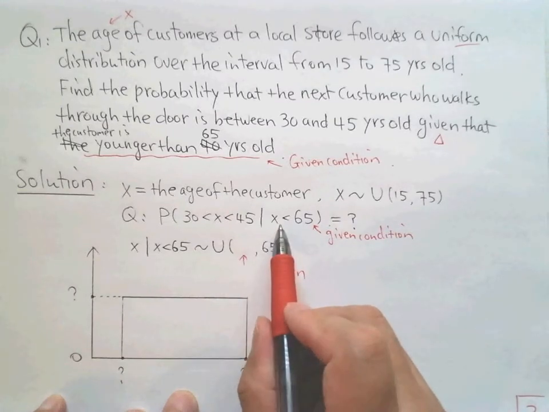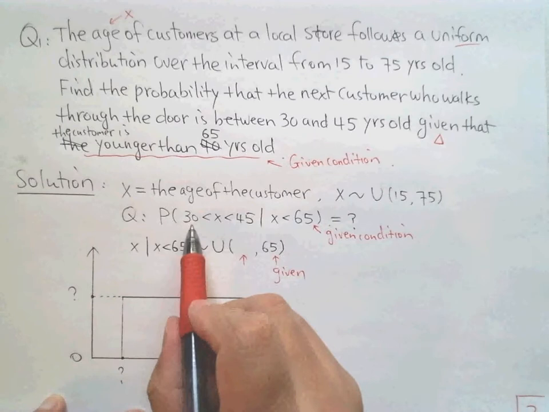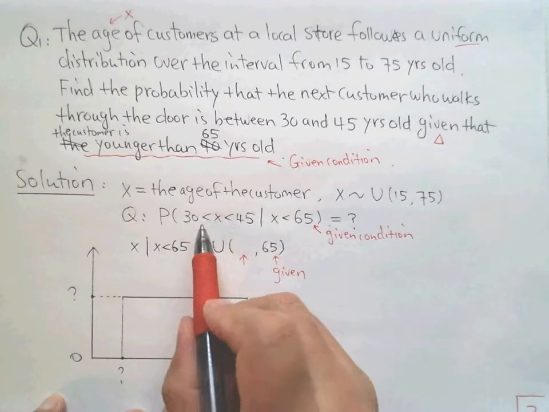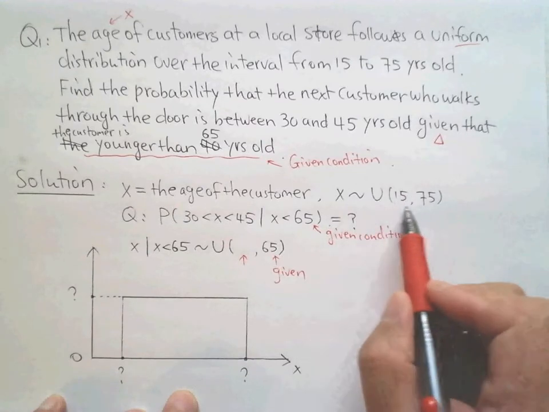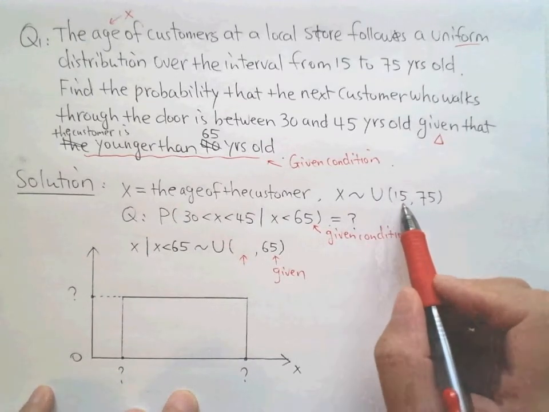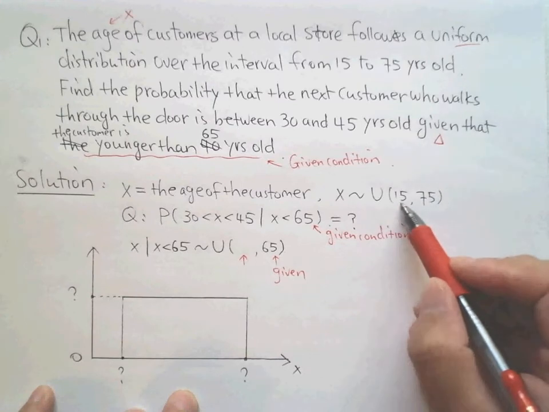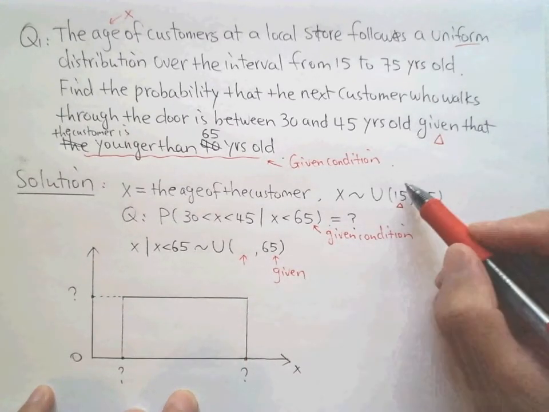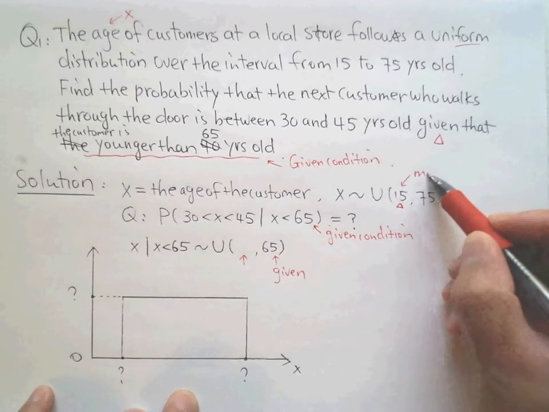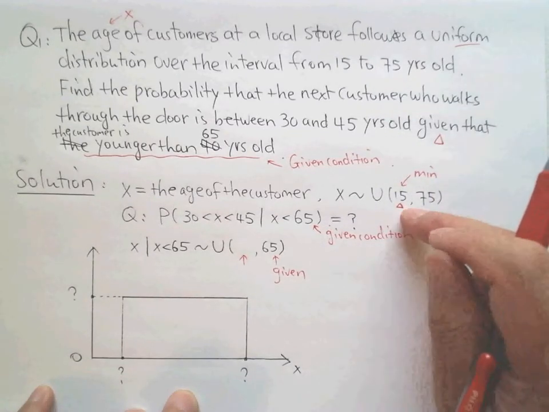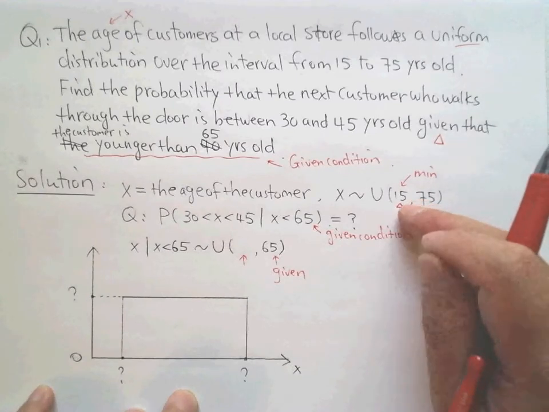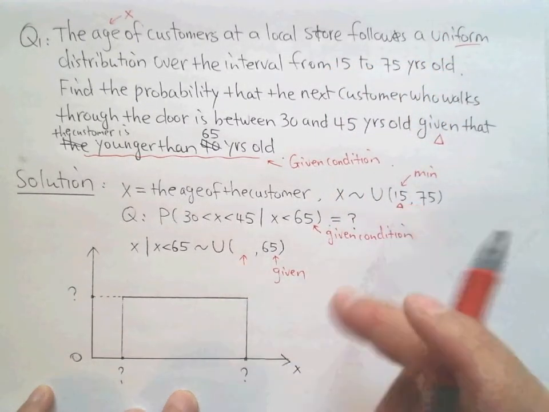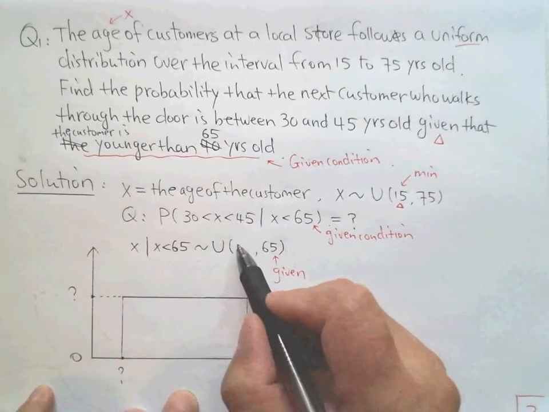We cannot see information from here, right? But we do see information from here in the probability. That's nothing. We need to look back to the original uniform distribution, where this number is the minimum number. The age should be greater than 15 years old, right? So here we should put 15.